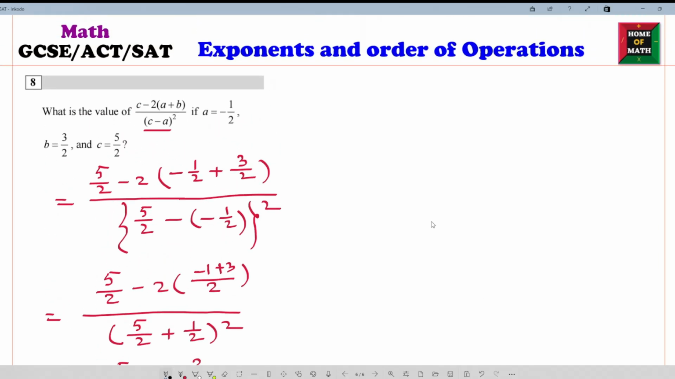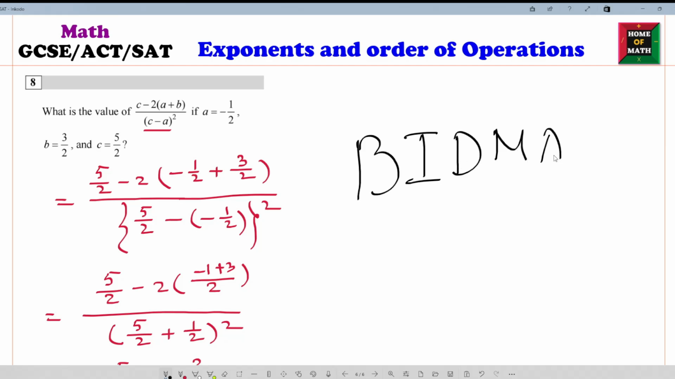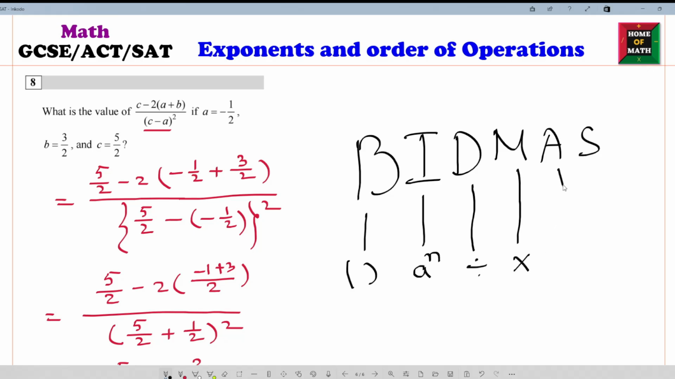So in a very easy way, step by step we tried to complete these 8 maths in this video, on the basis of exponents and order of operations. We are following BIDMAS. B is bracket, I is indice, which is a to the power n like this. D is division, M is multiplication, A is addition, and S is subtraction.